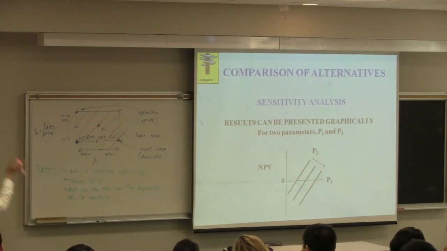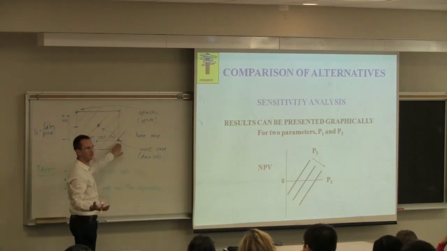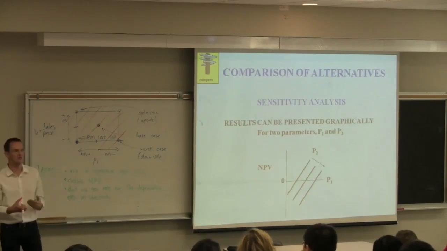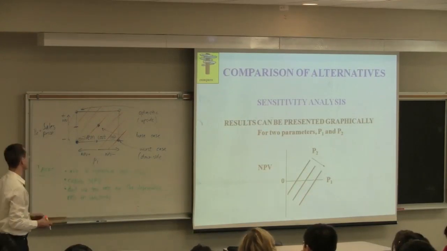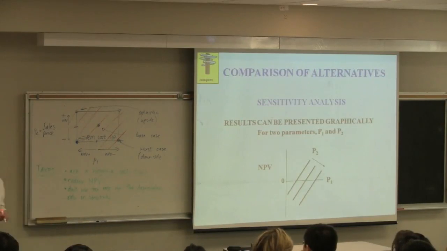Because anything else is going to be up to the top left, and it's going to be better than you ever expected. Sometimes, though, this might already be a negative NPV, but then you weigh that with the probabilities of low sales price and high raw material costs. You may expect the probability of that combination of events to be fairly low.